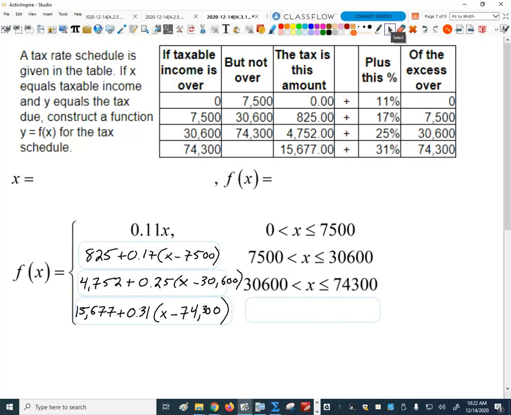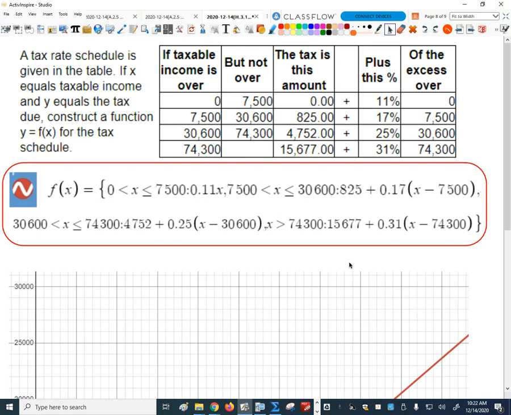And that would just be whenever x is greater than 74,300. Okay, so there's an example. There's an example of a real world piecewise function. That's when you would use a piecewise function.